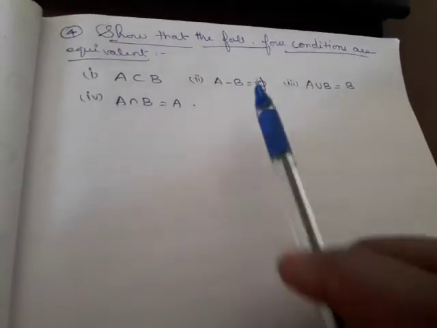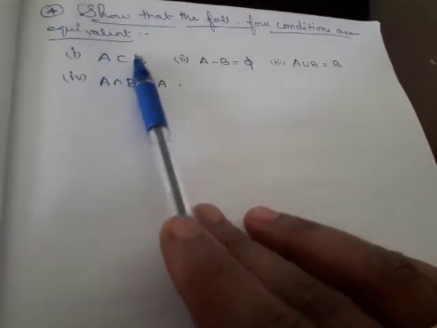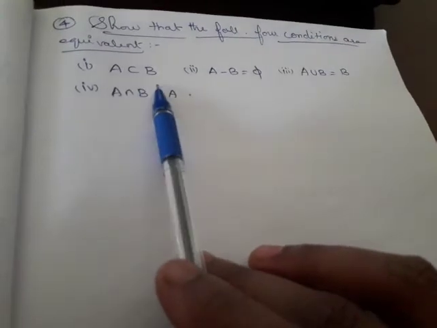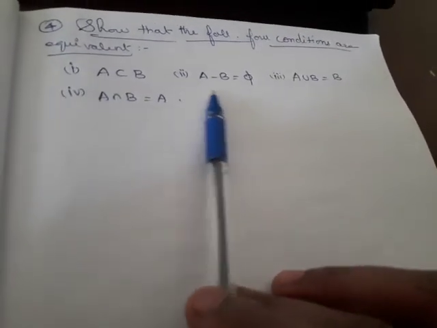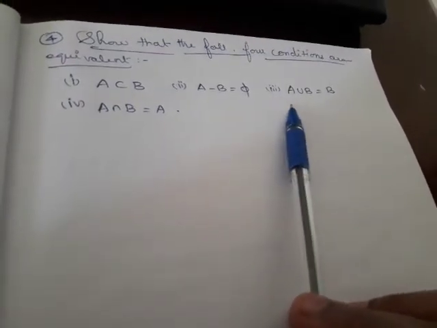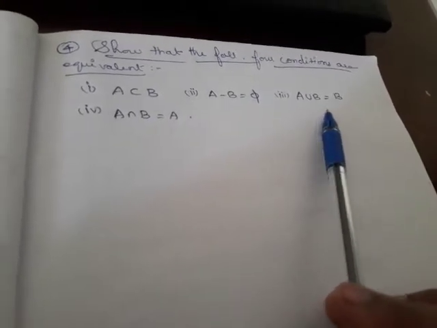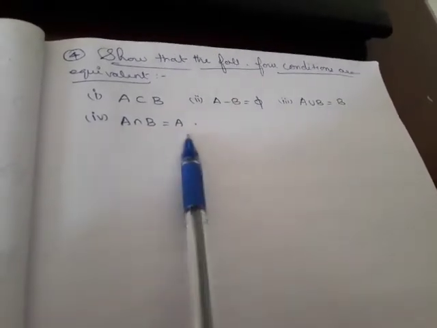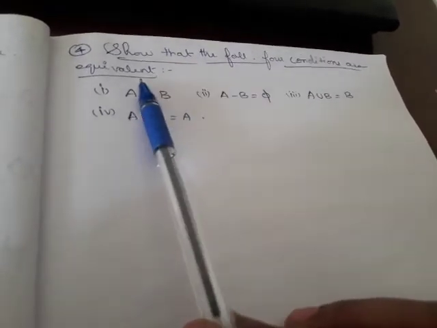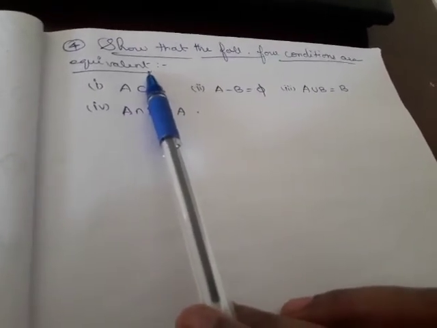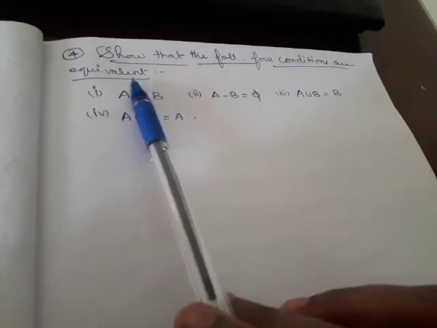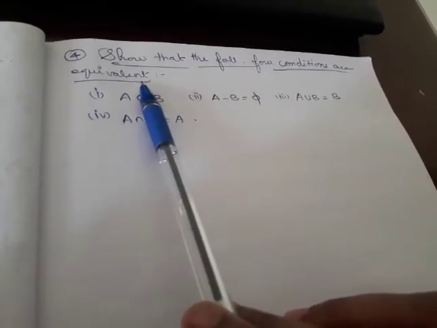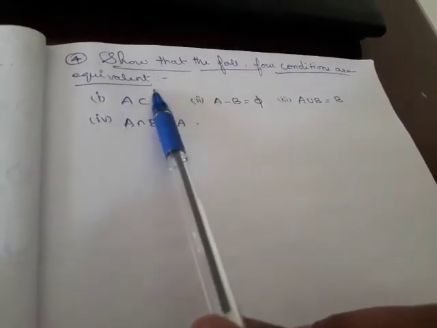Our next question is to show that the following 4 conditions are equivalent. First one is A is a subset of B. Second one is A minus B is empty. Third one is A union B is equal to B. Fourth one is A intersection B equal to A. What is meant by equivalent? It is not that they asked you to prove whether they are equivalent sets or not. Here equivalent means the general meaning.